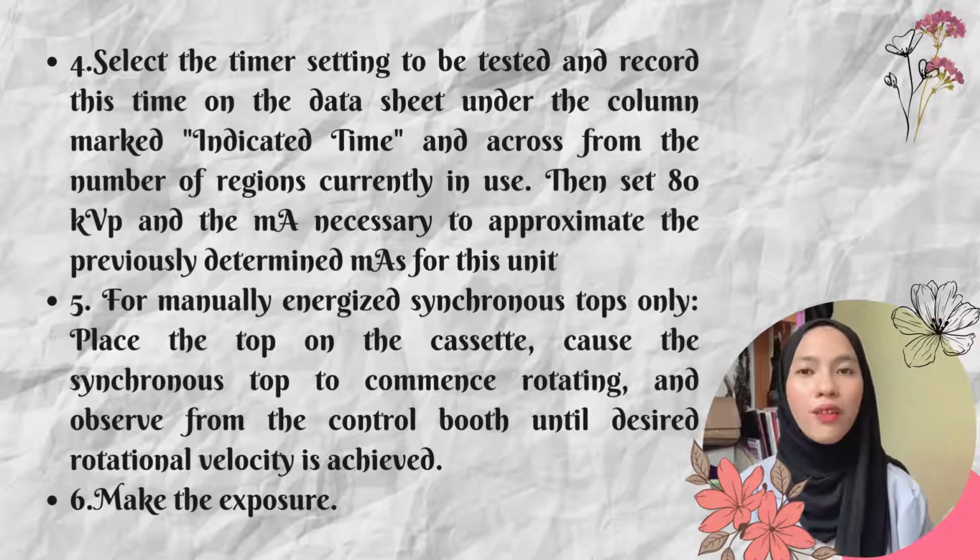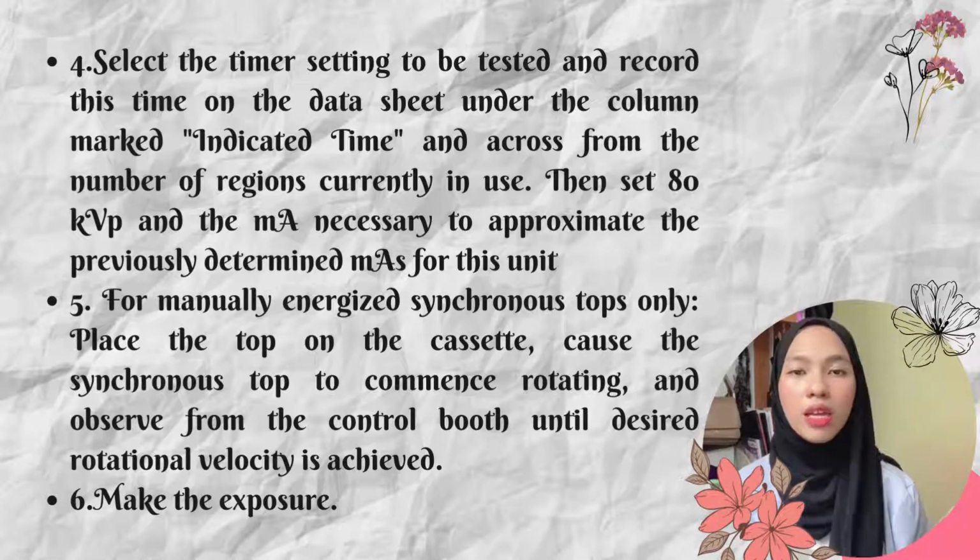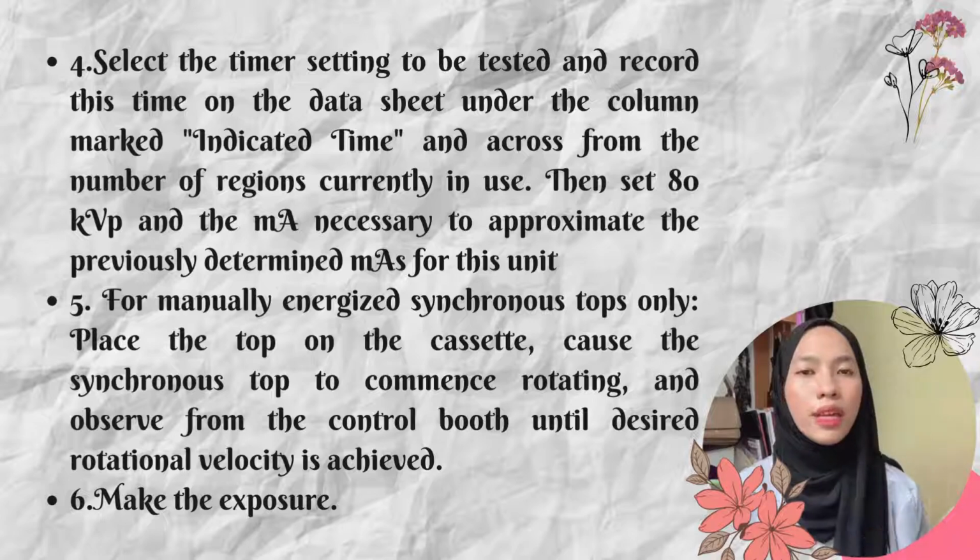After you have selected your appropriate distance, you need to select the timer to be tested and record this time on the datasheet under the column marked indicated time, across from the number of regions currently in use. Then you need to set the kVp and the mA necessary to approximate the previously determined mAs for this unit.